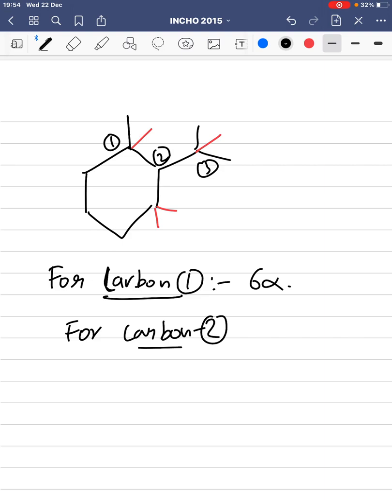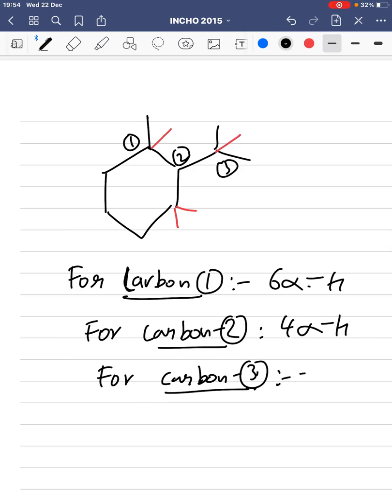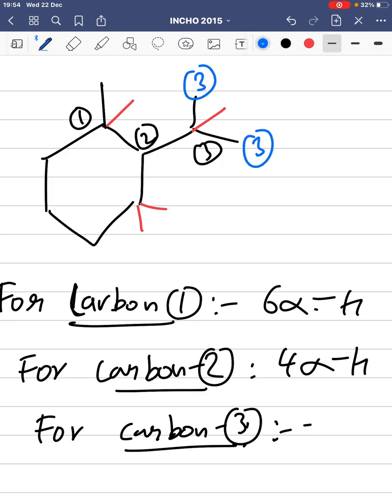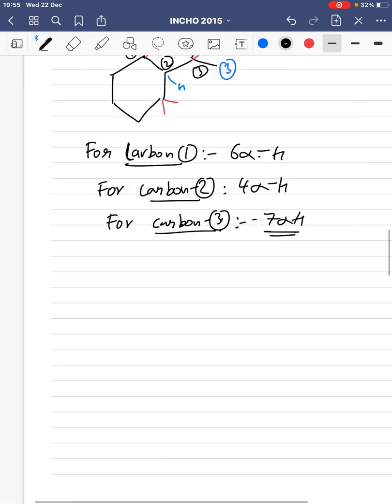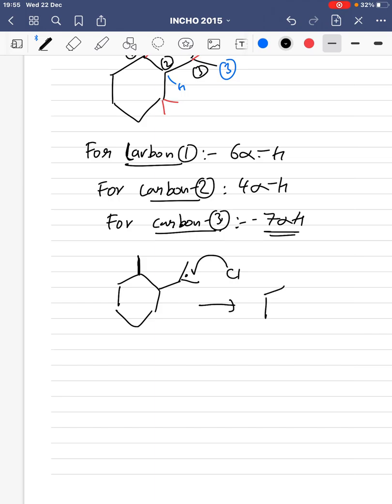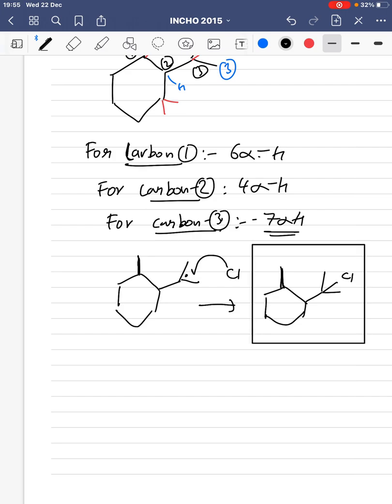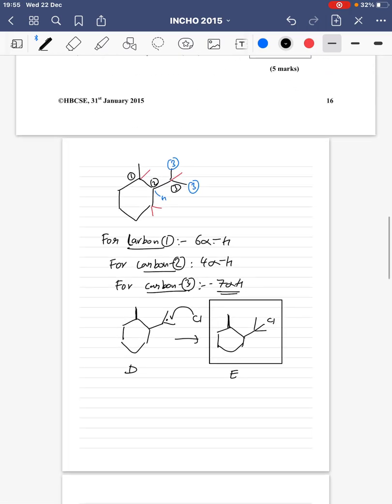So for carbon 2, we have 4 alpha hydrogens, and for carbon 3, we'll have 3 here, 3 here, and here it would have 1 alpha H. So in total we have 7 alpha H. So this would be most stable, and hence the most stable compound will look like this. And the Cl would give one more electron and form a bond with it. So it would form this major product, and this is our answer for the E part, from D to E.